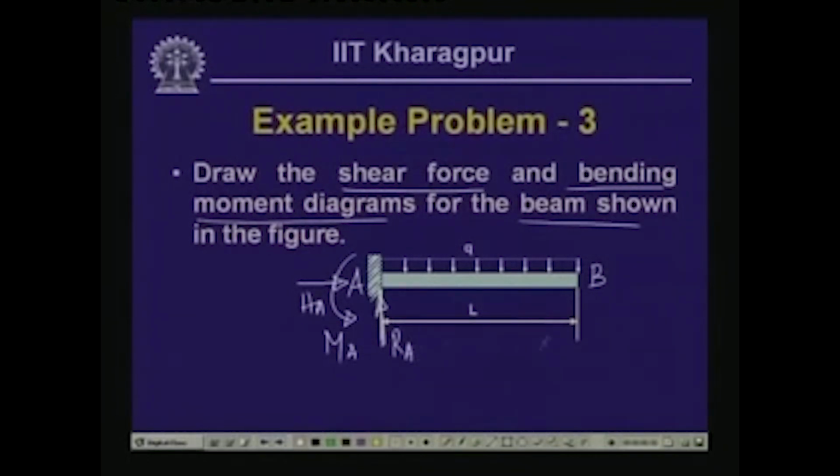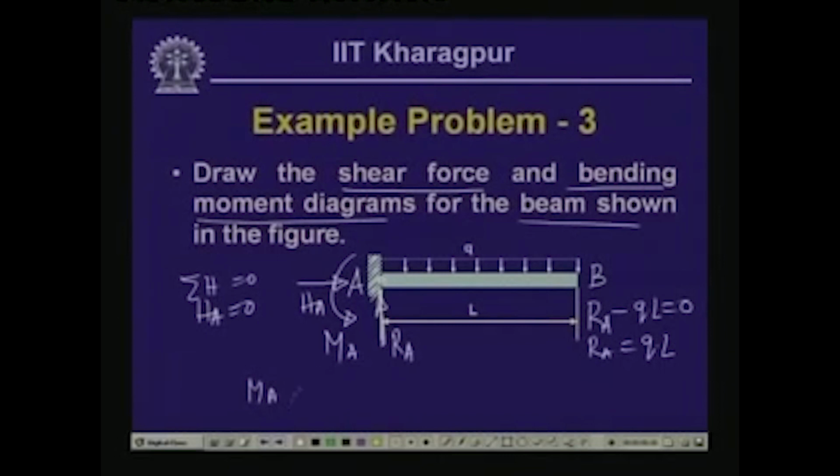Now summation of the vertical forces is 0, gives us that Ra minus Q times L is equal to 0. So the reactive force Ra is equal to Q into L. Now summation of horizontal forces equal to 0 will give us Ha equals 0, because there are no other horizontal forces.